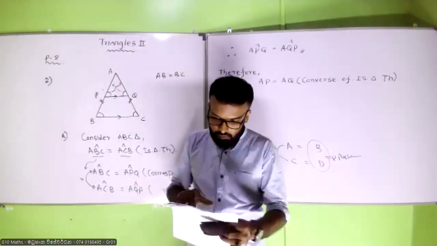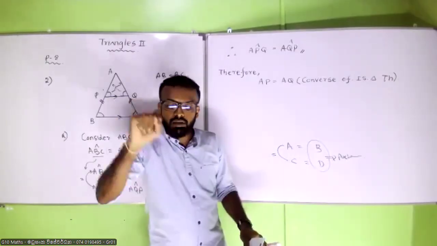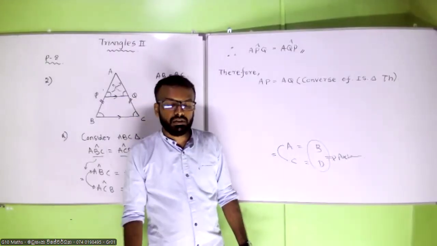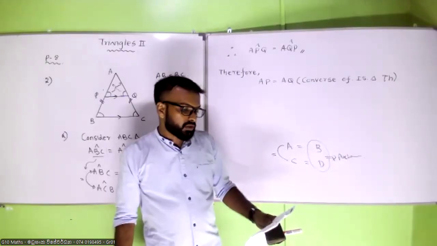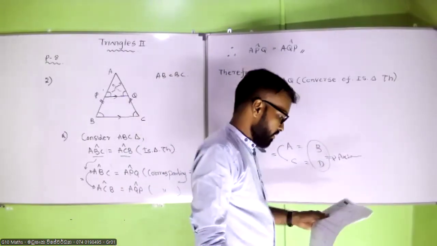BO equals OC, because of the converse of the isosceles triangle theorem. Alright, please write it down. Okay.